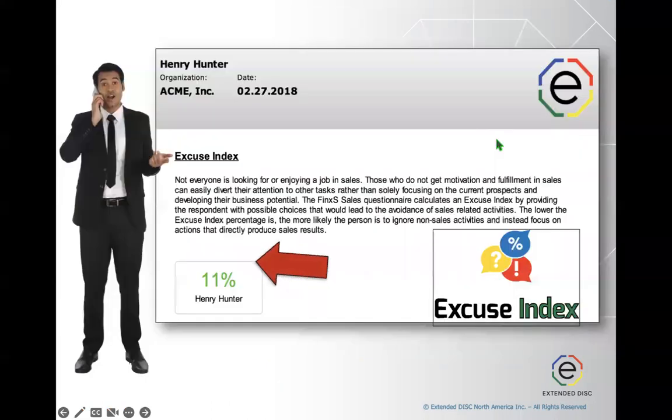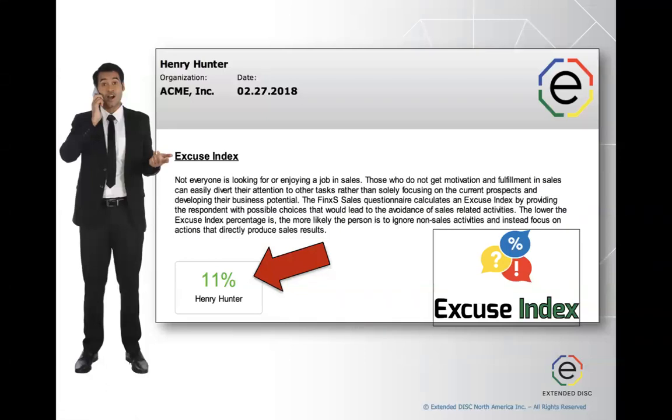The excuse index is a percentage number showing how much time the person is directly devoting to sales activities. How likely is this person to make excuses that pull them away from the sales activities? It's calculated by providing the person with possible choices that would lead to avoidance of sales-related activities. The lower the score, the more likely they'll focus on current prospects and developing their business potential. They'll ignore non-sales activities and focus on actions that directly produce sales results.